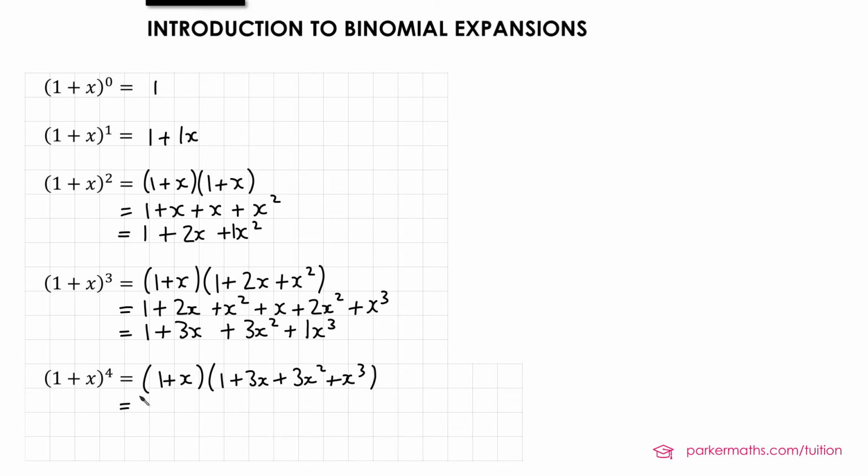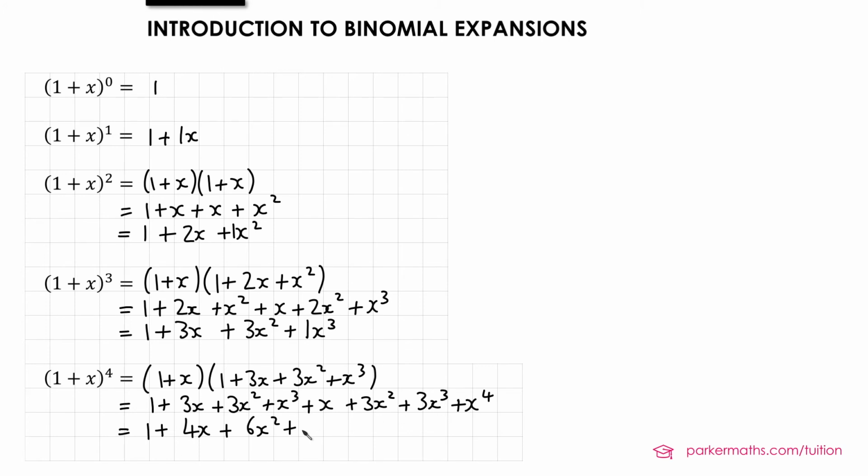Then we'll multiply out. We'll do 1 times everything in the second bracket, and then we'll do x times everything in the second bracket. Simplifying this gives us 1. And we've got 3x plus x, which gives us 4x. We've got 3x squared plus another 3x squared, gives us 6x squared. Then we've got x cubed plus 3x cubed, so that's 4x cubed. And then we've got one lot of x to the 4.